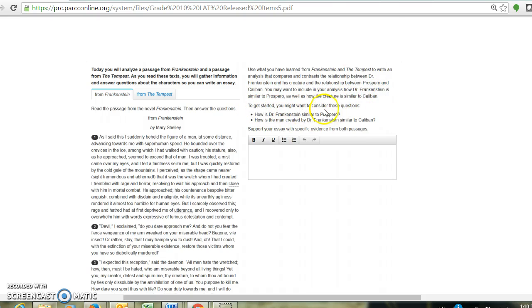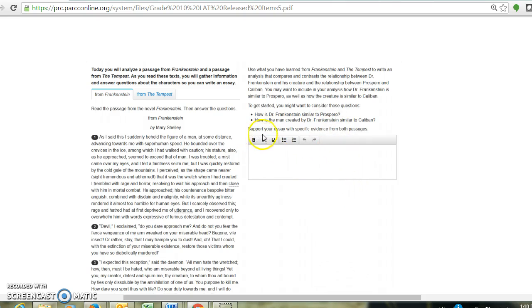Then it says you might want to consider these questions. You definitely want to consider these questions. Make sure you answer these questions exactly the way they're said. So how is Dr. Frankenstein similar to Prospero? Now you know. Dr. Frankenstein is similar to Prospero. So even if you understood nothing about what you read, now you know that these two characters are similar, and the man created by Dr. Frankenstein is similar to Caliban. You know that from these questions. Stick to that in your essay. That's what the reader is looking for.